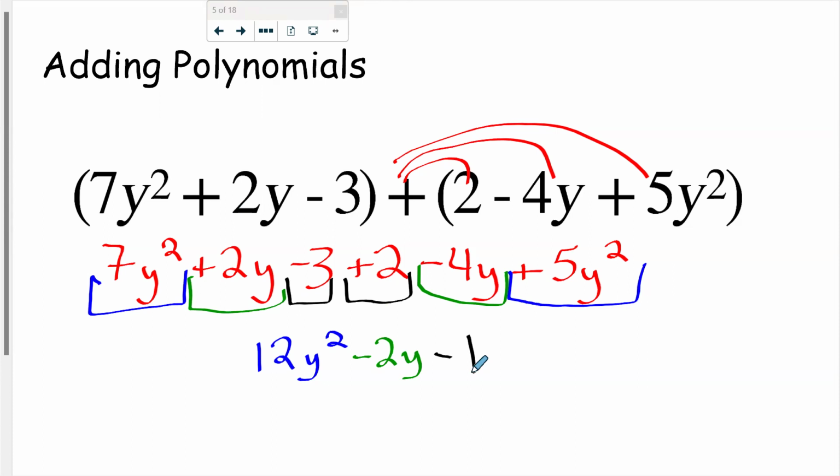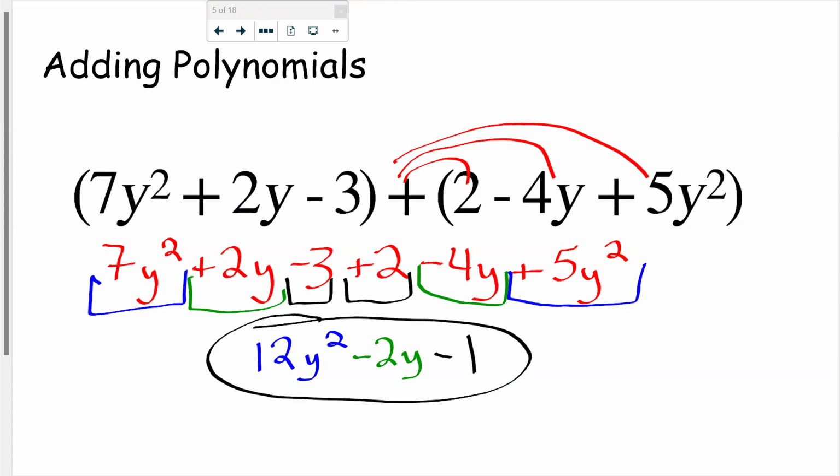And there are no more like terms. This is a y squared. This is a y to the first power. So they are not like terms. We do not combine them together. This is our final answer right here. So this is adding polynomials.